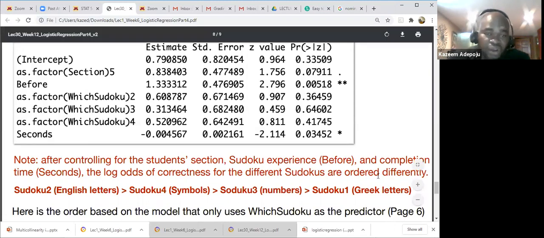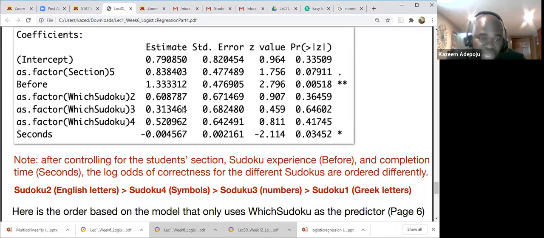What are we talking about being ordered differently? Take a look at what I have here. I want to talk about the Sudoku game right now. What is going to be the largest one is Sudoku game 2, and that was why I wrote Sudoku game 2. That is going to be followed by 0.52, and that is followed by 0.3 something, which is Sudoku 3. And of course, the last one automatically becomes Sudoku 1. I think you know that.